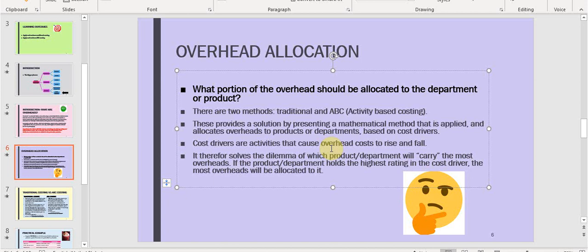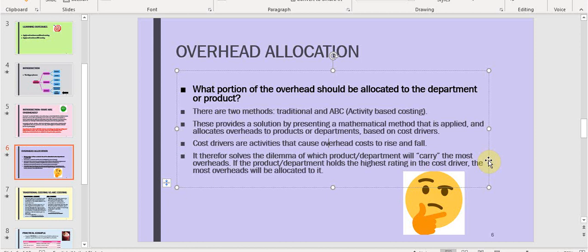So there are two methods to divide overheads to departments or product lines. And this is a mathematical solution that is applied, and it allocates overheads to products and departments based on predetermined cost drivers. Again, a cost driver is some kind of activity that causes an overhead to rise and fall. Machine hours would be a good cost driver for electricity bills. For example, the hours that the cleaner works would be a good cost driver for her wage. So we have spoken about cost drivers in the past when we discussed the high-low method, and you will see when it comes to overheads, cost drivers and the identification of cost drivers are always very popular.